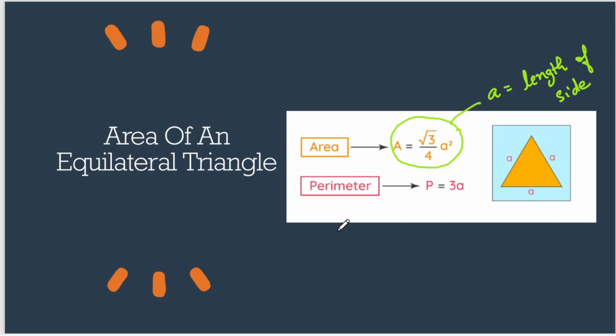Okay. Now, whenever you are asked to find the perimeter of the triangle, it will be 3 times the length of the side. That means the sum of the length of its boundary. Okay. Next.